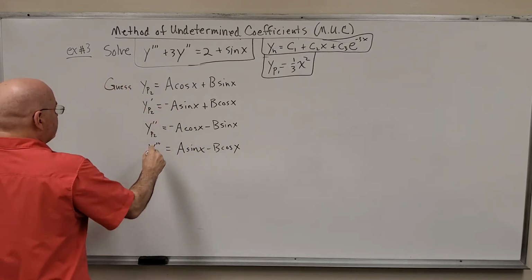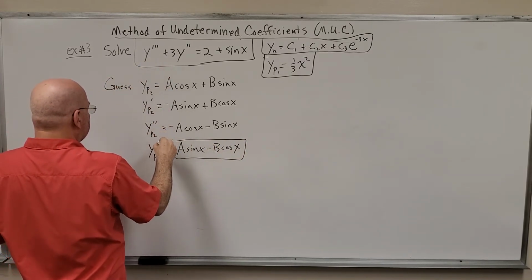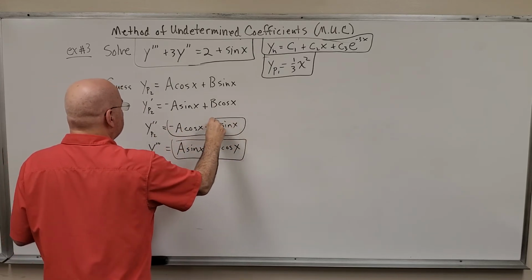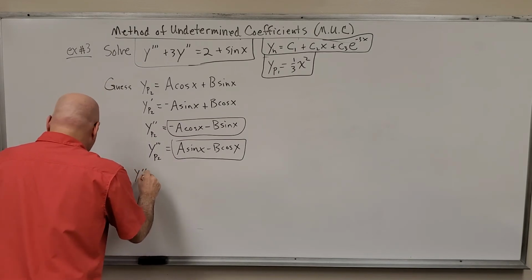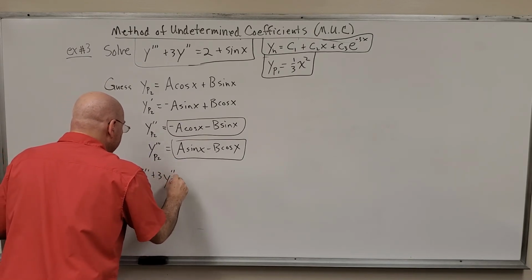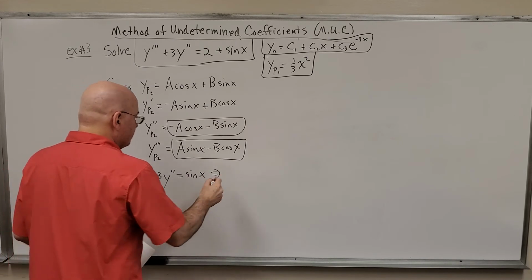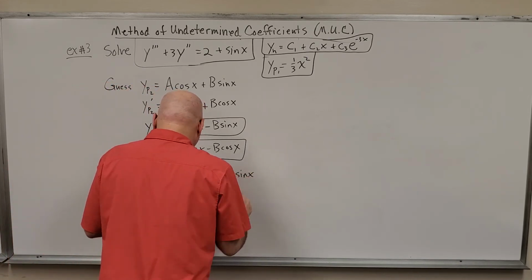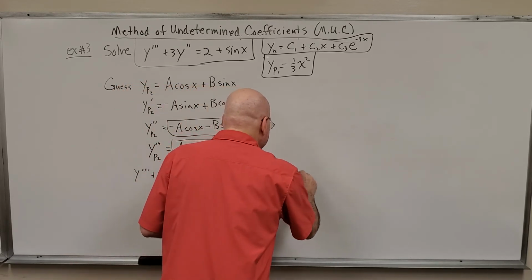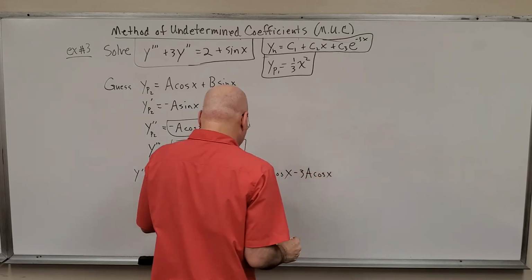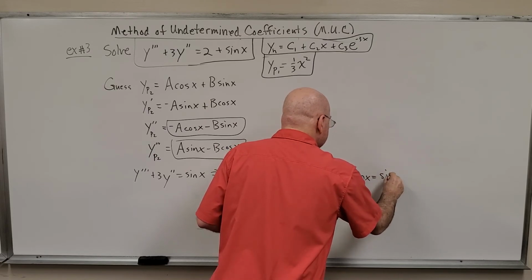So we're going to take y triple prime plus 3y double prime and set it equal to sine x. So y triple prime plus 3y double prime equals sine x implies, just by doing substitution, A sine x minus B cosine x minus 3A cosine x minus 3B sine x is equal to sine x.